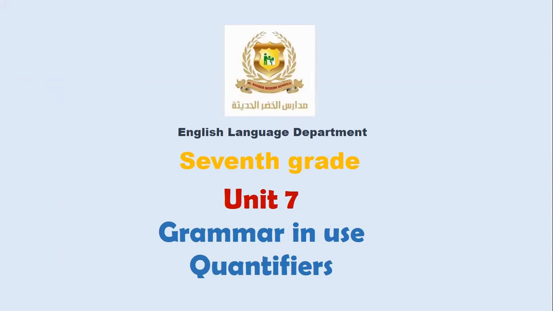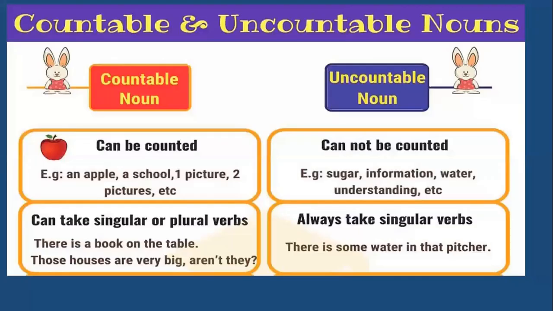So, first of all, we have to talk about nouns. We have two types of nouns according to the number: countable nouns and uncountable nouns. الأسماء countable المعدودة and uncountable nouns والغير معدودة. How to differentiate between them? كيف بدنا نفرق بيناتهم؟ The countable nouns, first of all, they can be counted.